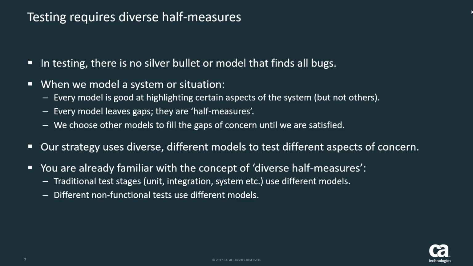Now, this idea of diverse half measures, as it's called, should already be familiar. When we test a system, we test it at a unit, integration, system, and maybe an acceptance level. These different test stages or levels take different perspectives and generate different models. Again, the non-functional tests use different perspectives and different models. So performance, usability, security, each of these activities takes a different model.